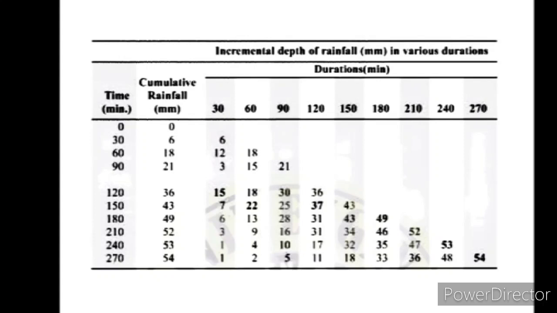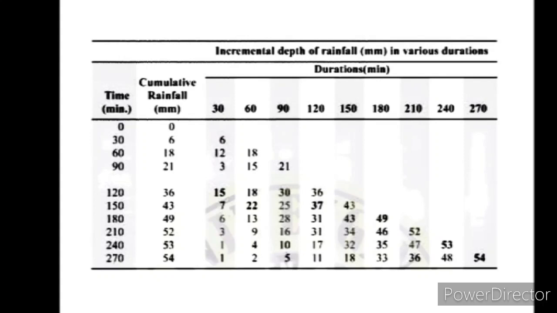So in 30 minutes, we have 6 mm. In 60 minutes, we have 13 mm. In 90 minutes, we have 28 mm. In 120 minutes, we have 31 mm. In 150 minutes, we have 43 mm. And in 180 minutes, we have 49 mm.